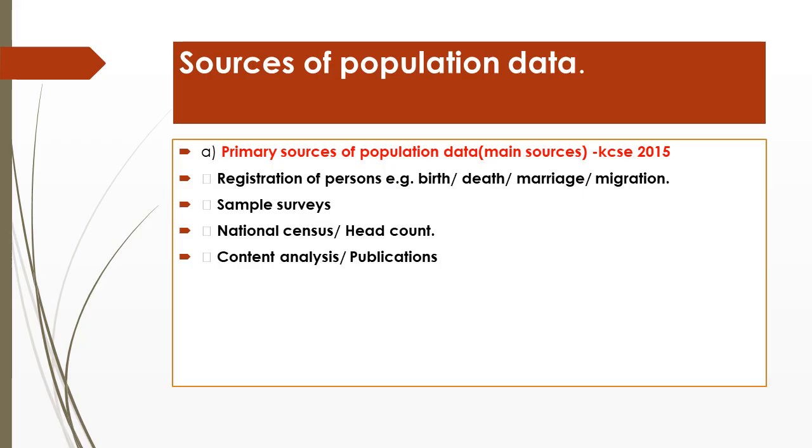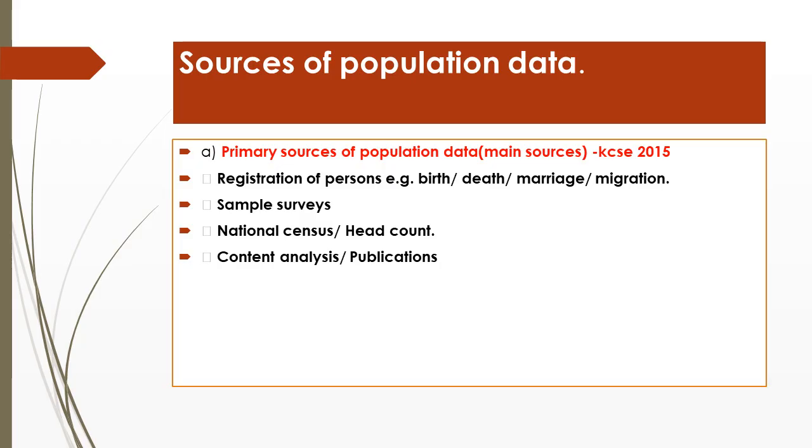We have sample surveys. The government can decide to sample a given area to be able to determine the population dynamics of that given area. So that is an example of a sample survey. The government can also decide to do what is called a national census.